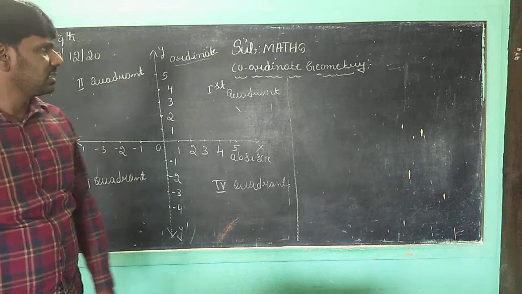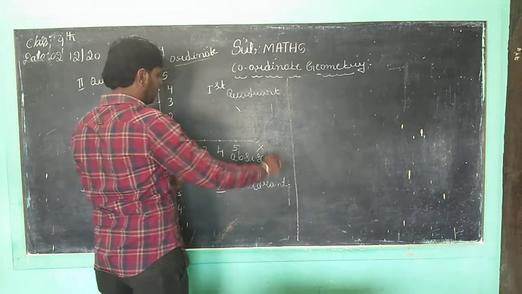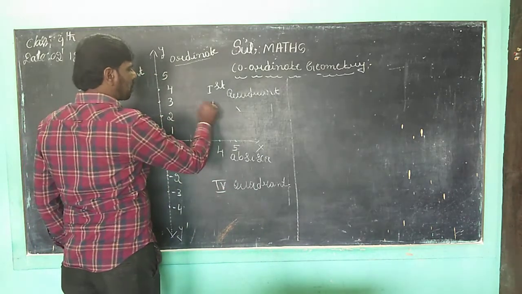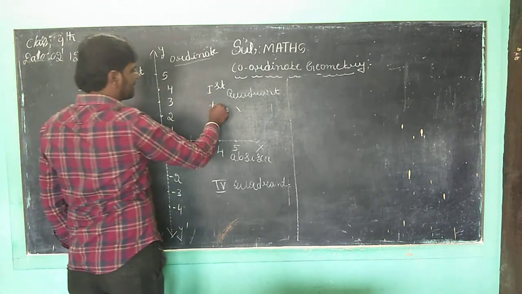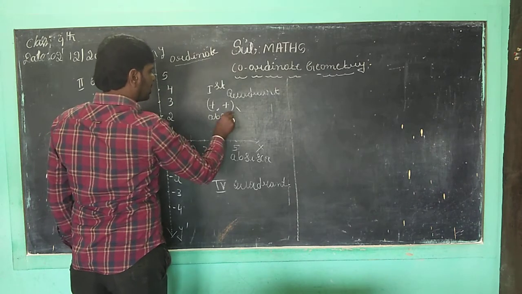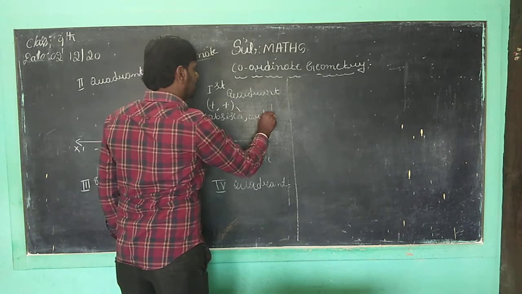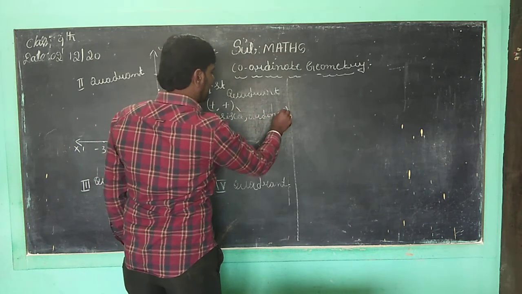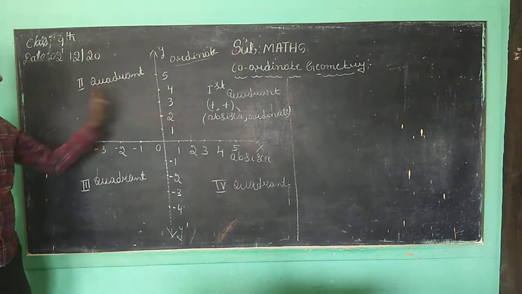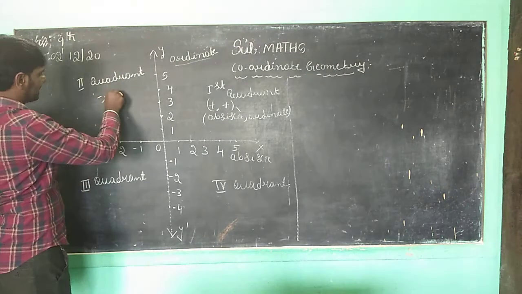Children, consider the abscissa and ordinate. Here the x-axis is positive on the right, and negative on the left. So in the first quadrant, the x-axis is plus and the y-axis is plus. So this is abscissa comma ordinate: plus comma plus. Always positive. In the second quadrant, the abscissa is minus and the ordinate is plus.